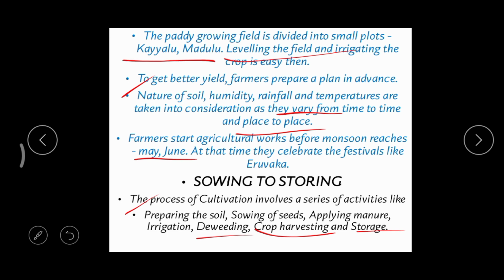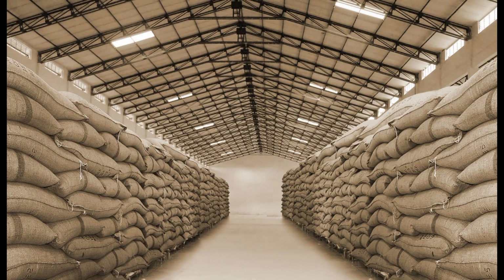And what's the last one? There is storage. That means how to store these grains, and the way to store these grains is in godowns. Have you seen godowns? Private godowns and government godowns, right? So in these godowns we can store these grains for a certain period, right?